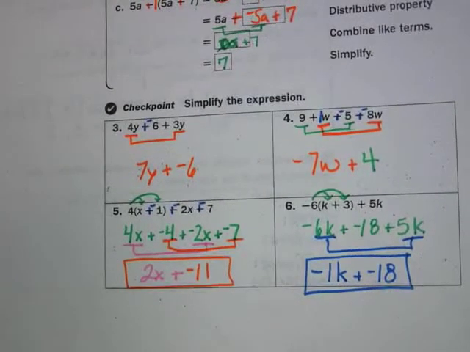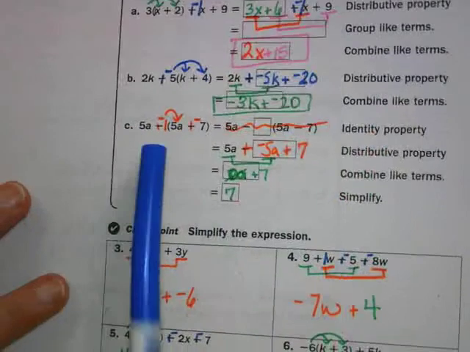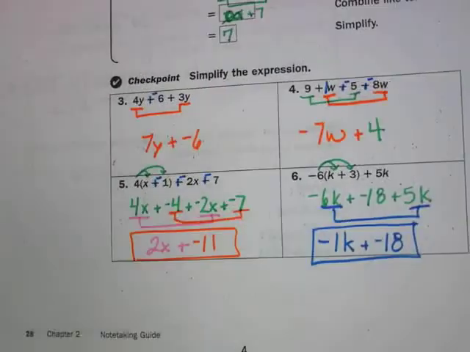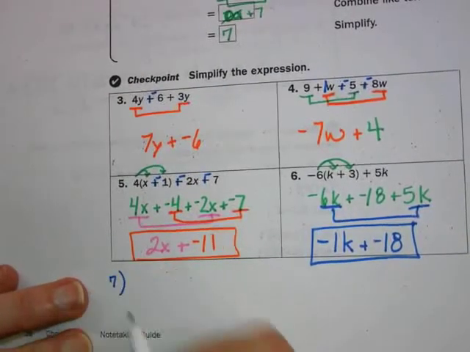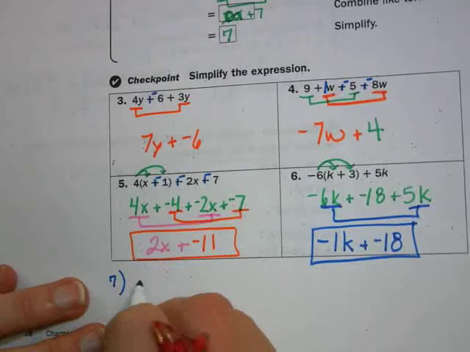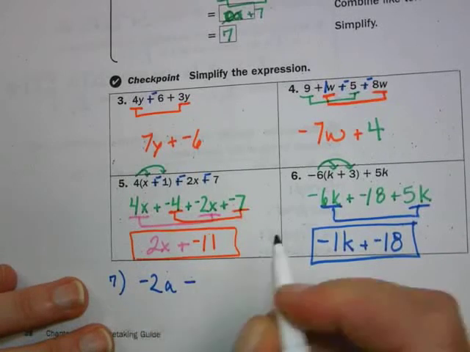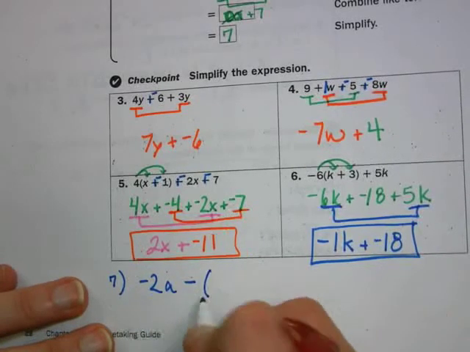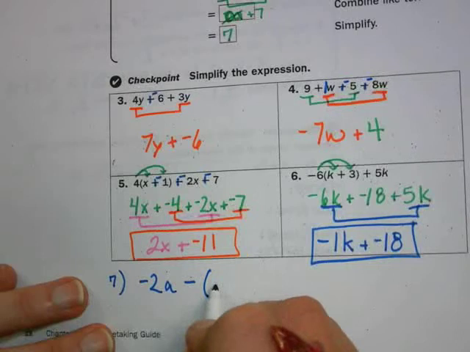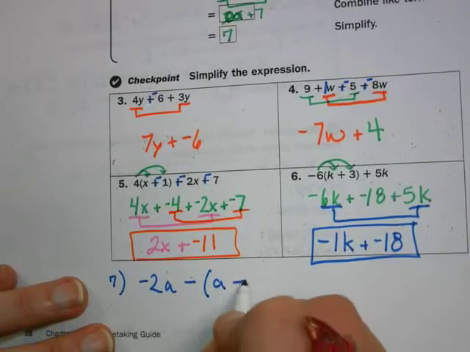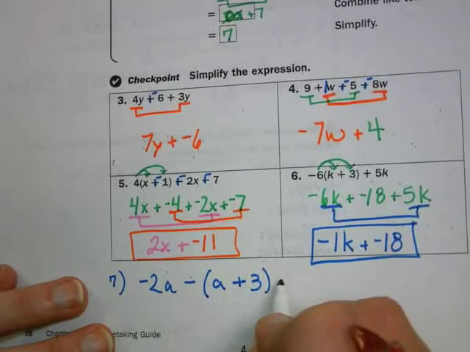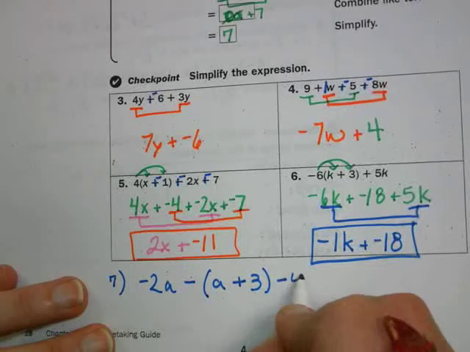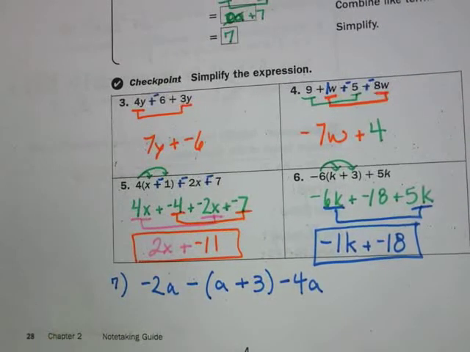Okay, I want to give you one more. It's going to be a practice like C up here to make sure you've got this idea down. So we're going to number this one number 7. It's going to be negative 2a minus parentheses a plus 3 minus 4a. Okay? So what should we do first?